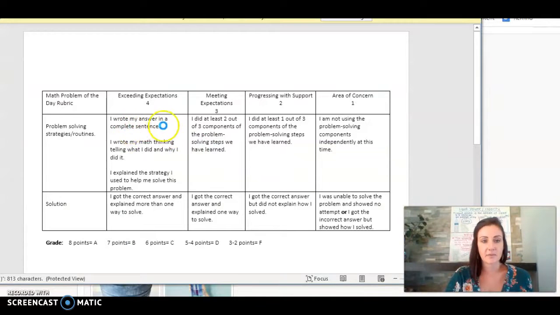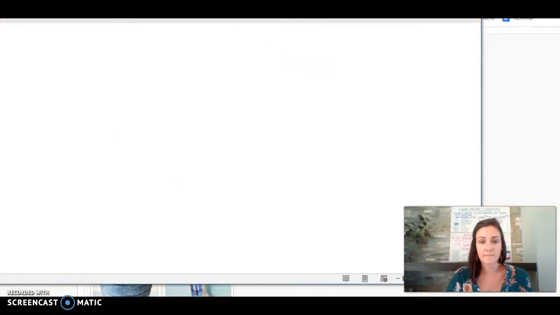So it says, I wrote my answer in a complete sentence. I wrote my math thinking, telling what I did and why I did it. I explained the strategy I used to help me solve this problem. Okay, and then your solutions here is I got the answer correct. I got the correct answer and explained more than one way to solve it. So we really want to see you explaining how you got your answers here, ladies and gentlemen.